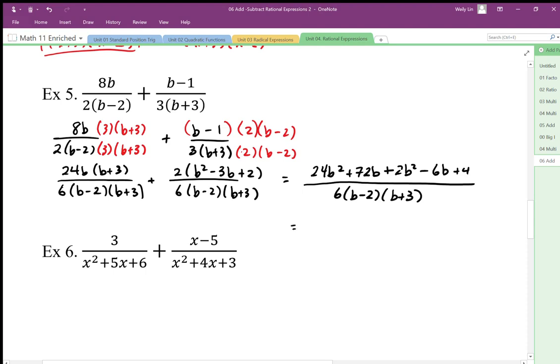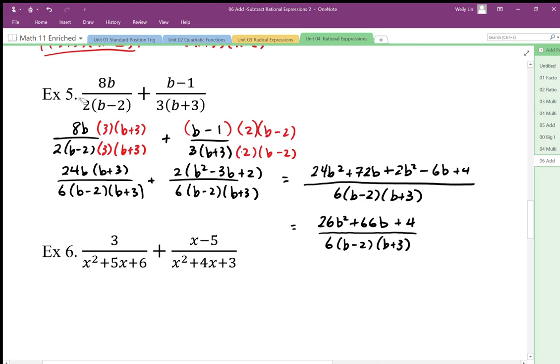Okay, so the last step is I'm going to combine my like terms. So 26b squared plus 66b plus 4. Okay, and so yeah, that looks right, and that's all over my lowest common denominator of 6b minus 2b plus 3. Now I just noticed that there is a common factor of 2 that can be factored out, and that common factor of 2 could have been factored here. That would have made our work a little bit easier, dealing with a little bit smaller numbers.